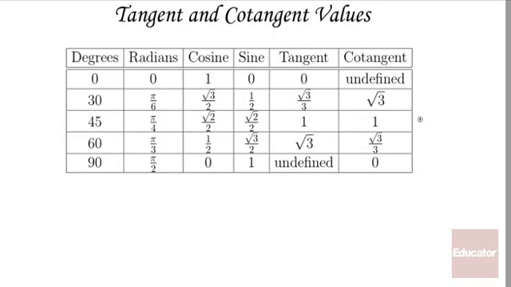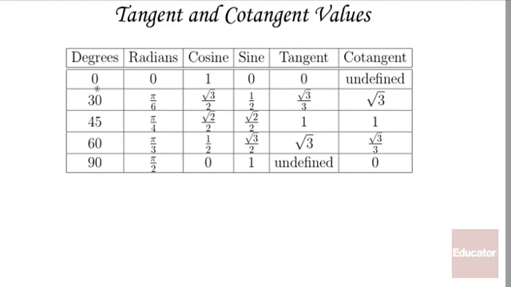Let me run over the common values of the tangent and the cotangent function. And really the way to remember these is to remember the common values of the sine and cosine. Because remember, tangent is just sine divided by cosine, and cotangent is just cosine divided by sine. So if you can remember the common values of sine and cosine, you can always work out the common values of tangent and cotangent. So I've listed the common values in the first quadrant here.